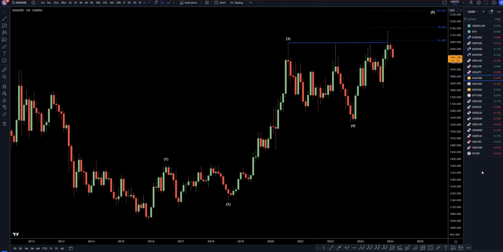Today is Wednesday, February 14th, and I'm going to be analyzing gold versus the dollar, starting on the monthly, working my way down to the 1 hour time frame for the full top-down analysis.